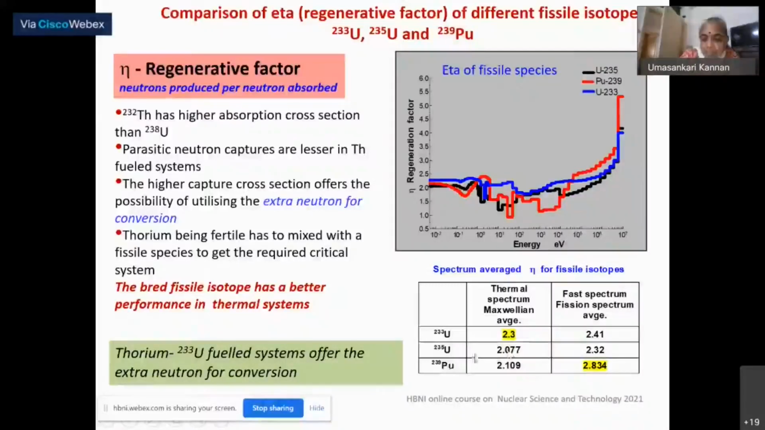So you can see that eta is around 2.077, and plutonium-239 in thermal is 2.1. I have already told you that for eta minus 1, you require 1 neutron for continuing the chain reaction. Eta minus 1 can be perceived as the breeding potential of a fuel, and I have already told you it should be more than 2. So in fast reactors, you have to allow for some losses and all that. Of course, 2.8 is enough, and that is why you can have a breeder fast reactor.